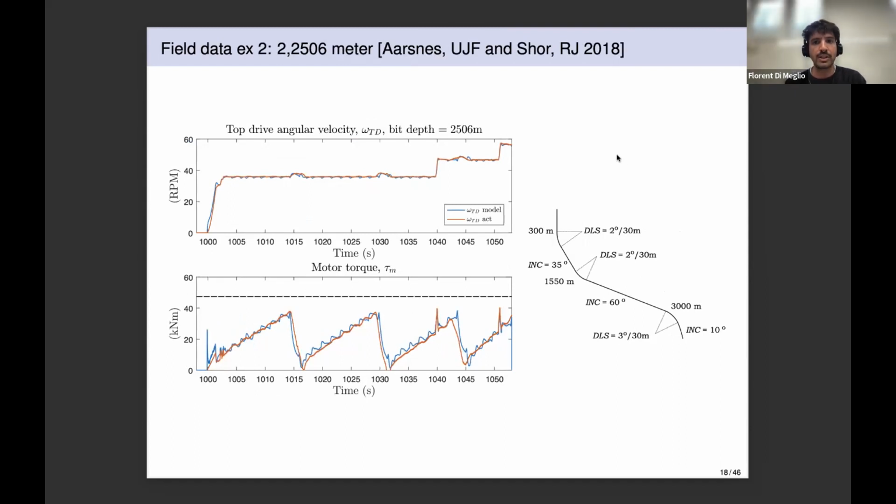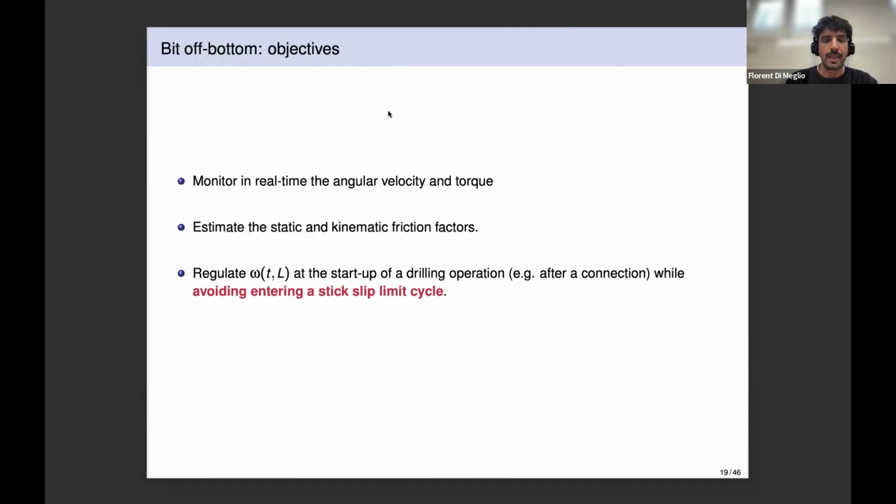Again, another comparison at a deeper location, another startup, where again you see this combination of building up the motor torque and then the motor torque dropping down because of the stick slip phenomenon. Again, very good agreement between model and the field data. Okay, so how do we want to use this model?